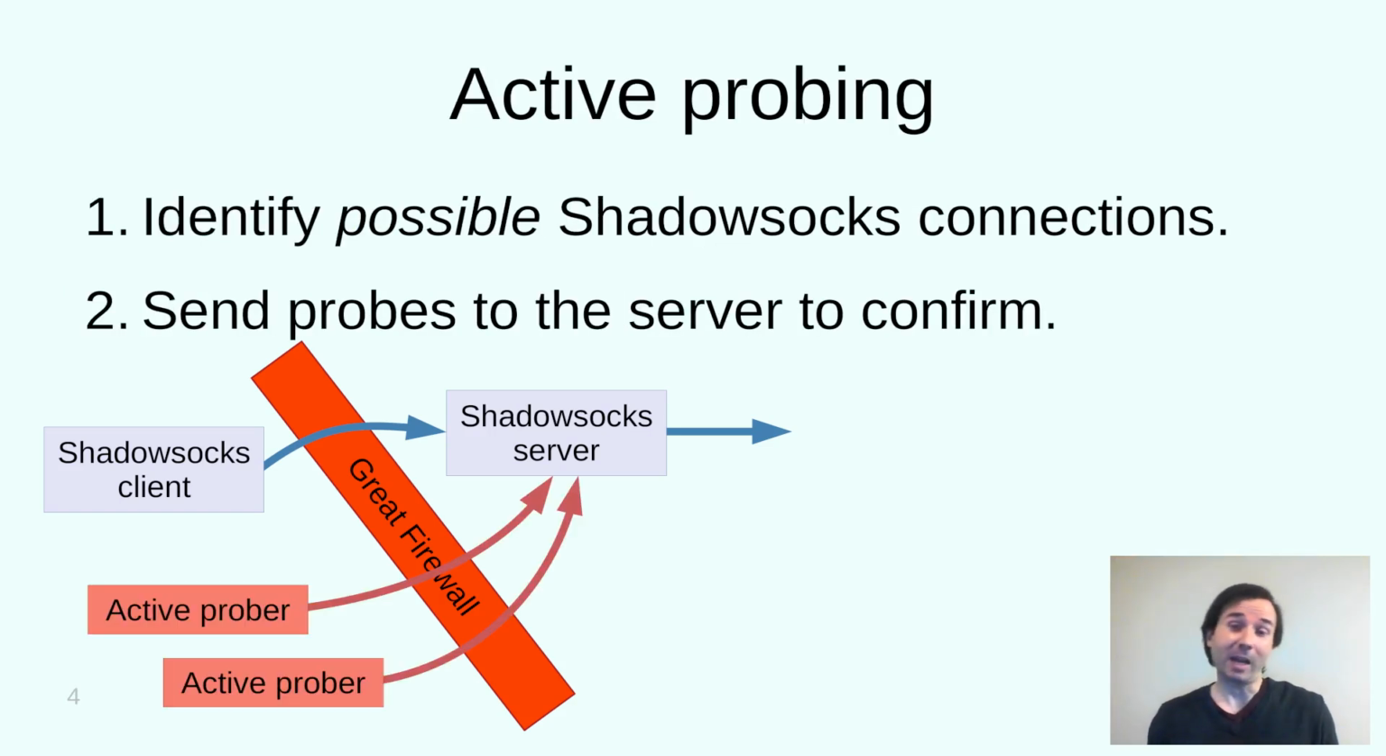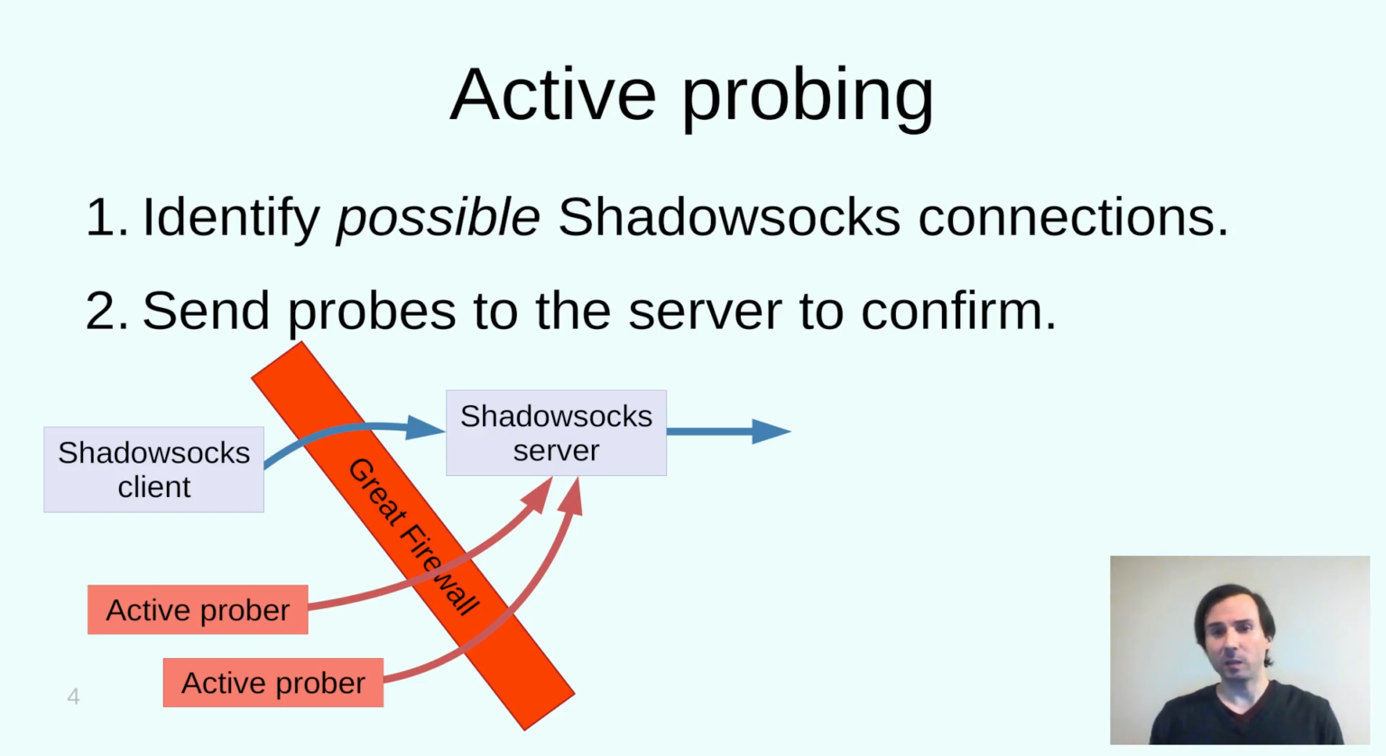Now, what do I mean by active probing? This research shows that the Great Firewall discovers Shadowsocks servers in a two-step process. The first step is passive, and the second step is active. In the first step, it looks for possible or potential Shadowsocks connections. And in the second step, it connects to the servers involved in those connections from its own IP addresses as if it were a Shadowsocks client and watches how the server responds. You can think of step 1 as guess and step 2 as confirm.